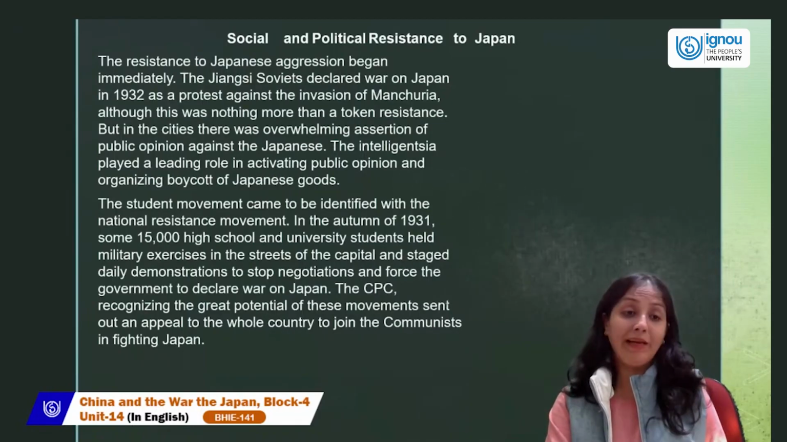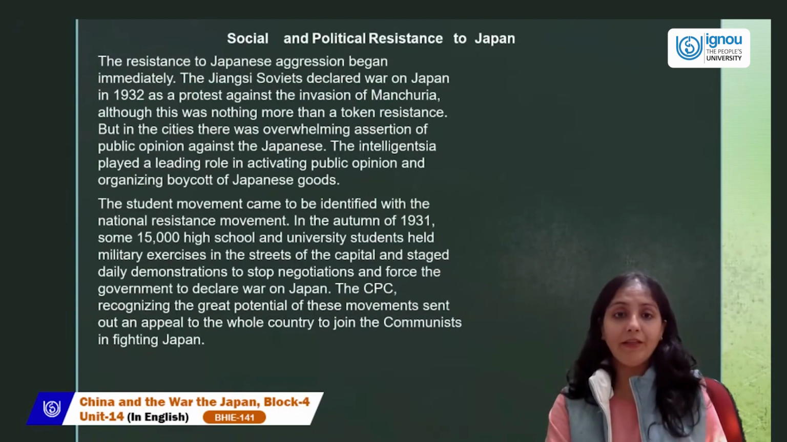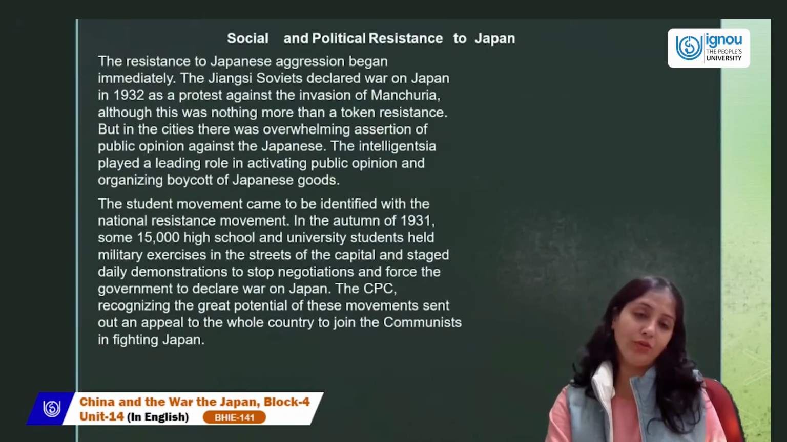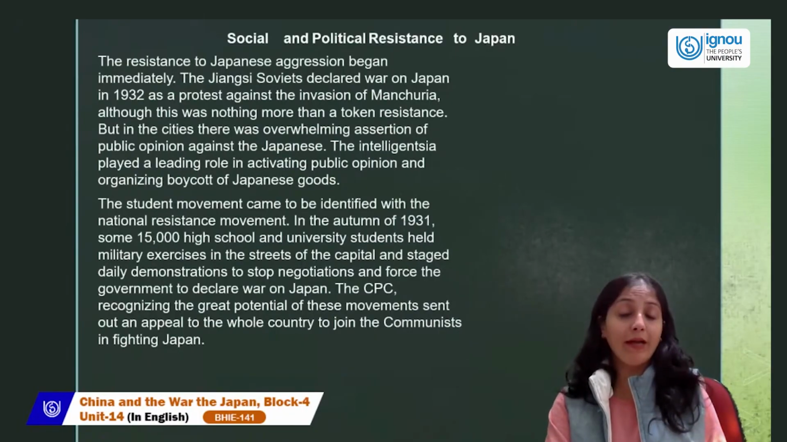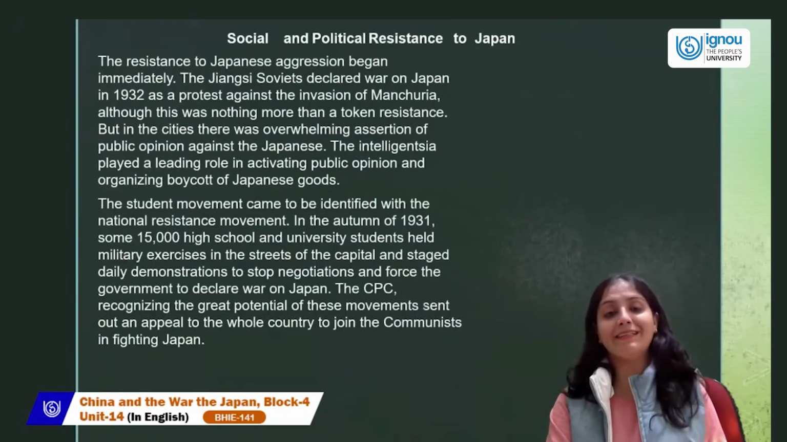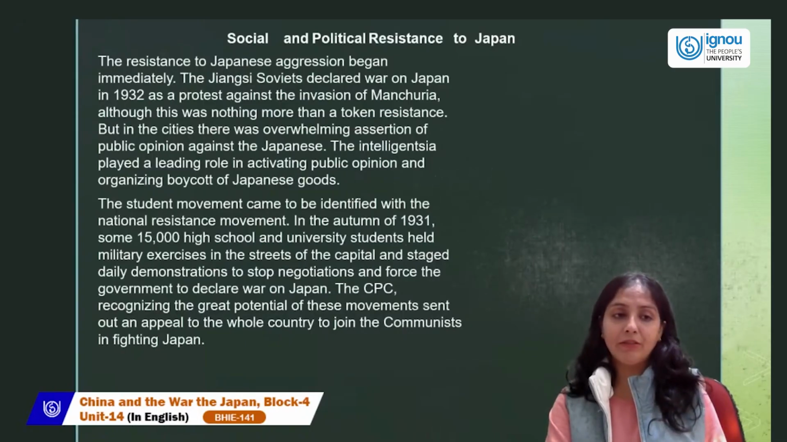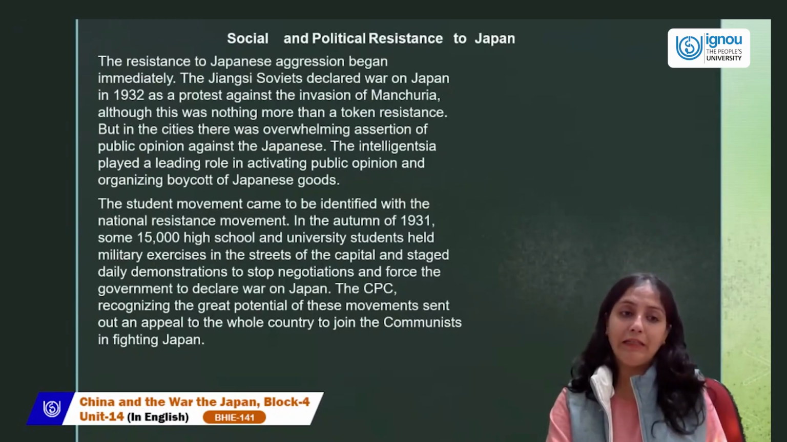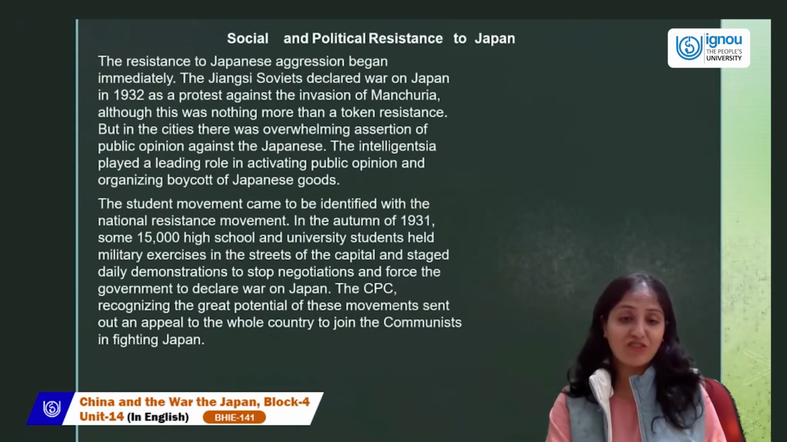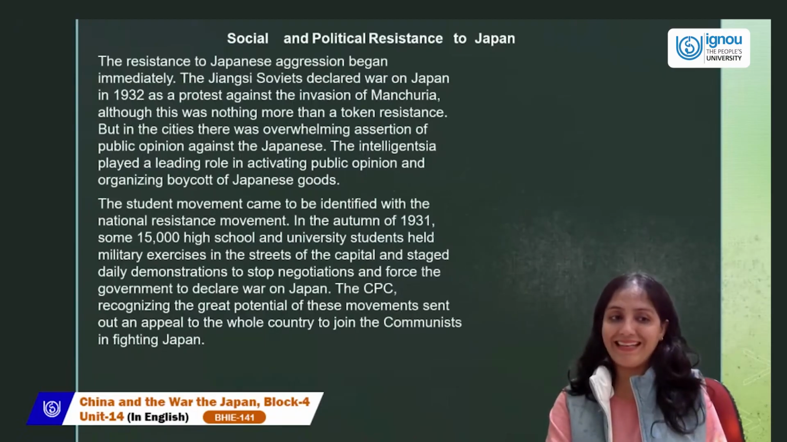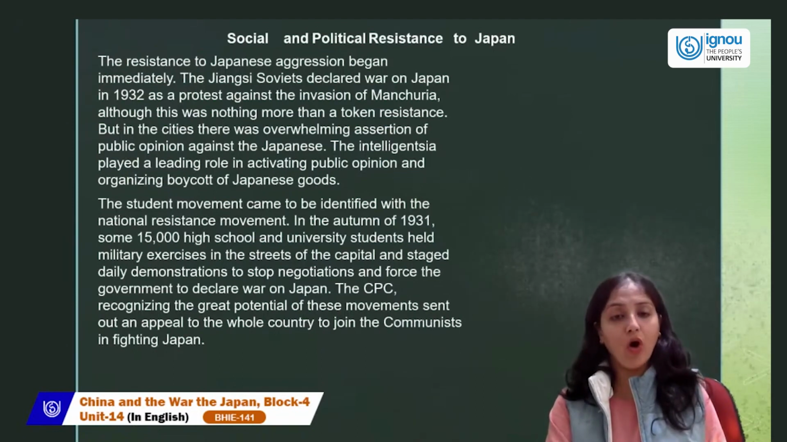The intelligentsia played a leading role in activating public opinion and organizing boycotts of Japanese goods. The student movement came to be identified with the national resistance movement. In the autumn of 1931, some 15,000 high school and university students held military exercises in the streets of the capital and staged daily demonstrations to stop negotiations and force the government to declare war on Japan.